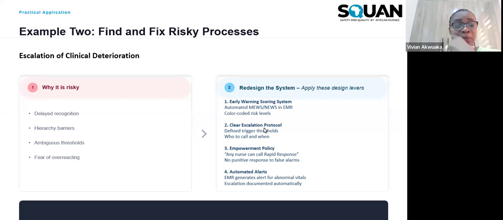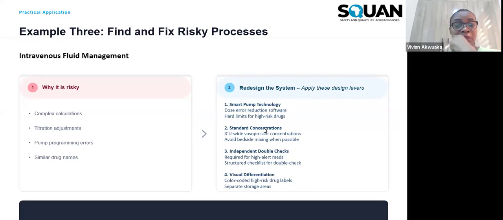So another example of a risky behavior in nursing practice is intravenous fluid management, right? That's also a very risky one. It sometimes requires complex calculations and titration adjustments. Somebody talked about blood administration. Yes, pump programming errors, similar drug names, and all of those can be an issue, because when you are giving somebody an IV fluid, it's going straight to the heart, right? And it can be dangerous.